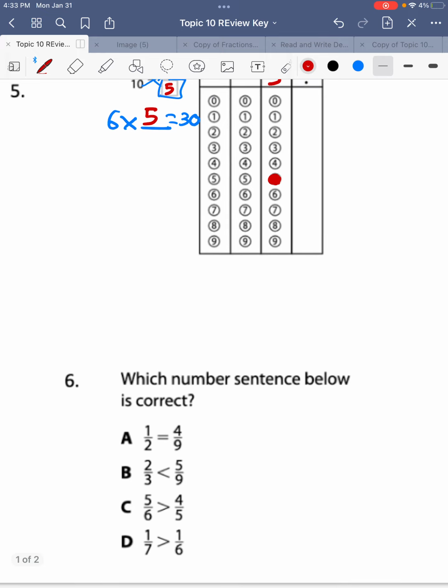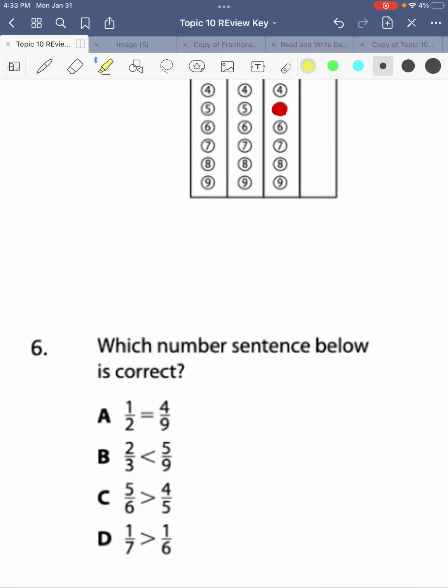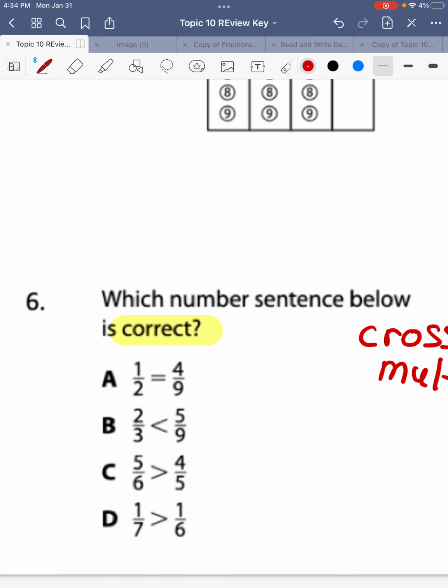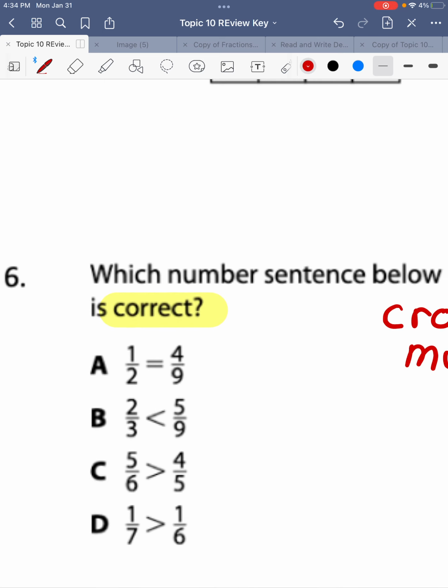Okay. Number 6. Which number sentence below is correct? If you look closely, they're comparing fractions. This one's saying they're equal. This one's saying 5/9 is bigger. This one's saying 5/6 is bigger. This one's saying 1/7 is bigger. I need to see which one is correct. To do this problem, I am also going to do cross multiply. I need to see which number sentence is correct.